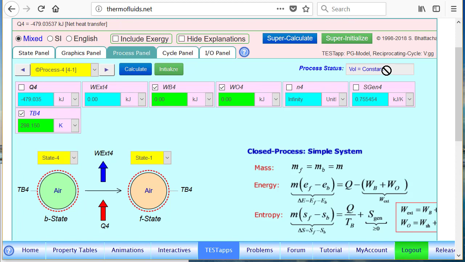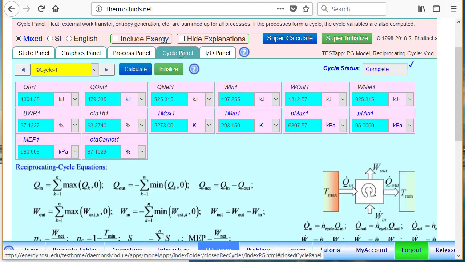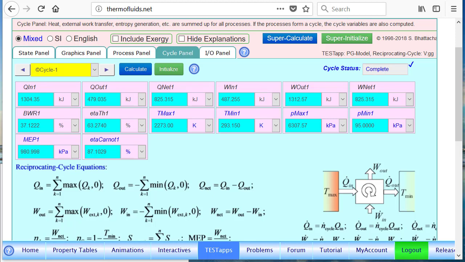When all these 4 processes have been calculated, the cycle panel automatically compiles everything. So you can find, for instance, what's your thermal efficiency? Very high, 63.27. Diesel cycles typically have higher thermal efficiency than Otto cycles because of the higher compression ratio used. And all the other parameters such as MEP, etc. have been found.